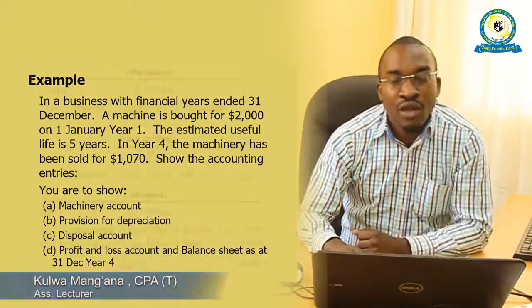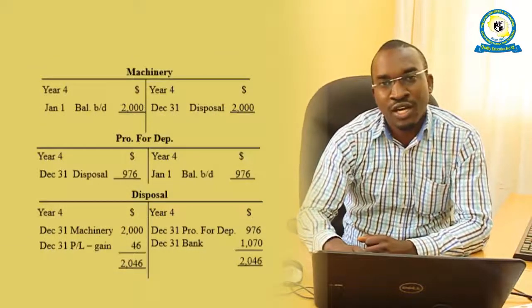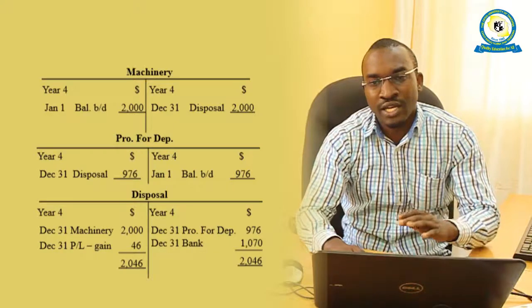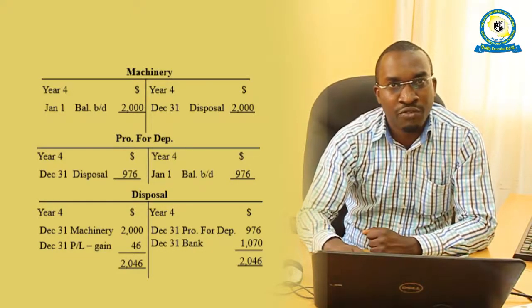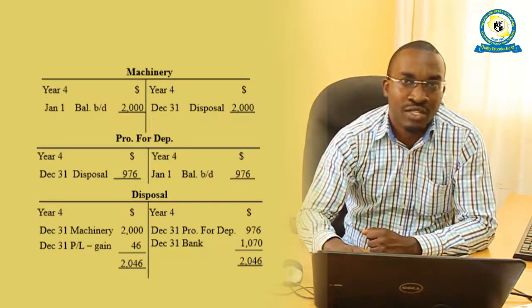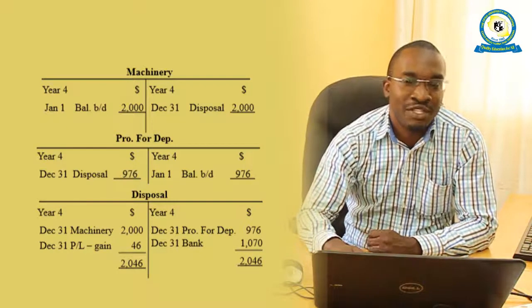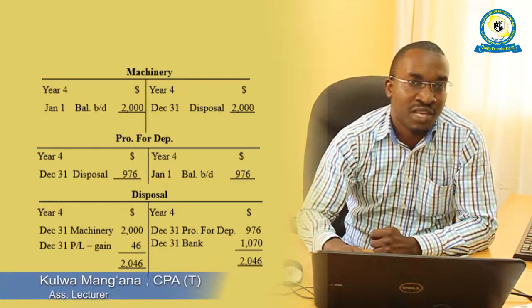Now in year 4, we're going to maintain our machinery account, whereby we bought a machine for 2,000. So at any point in time, our machine account is showing us we have 2,000. But since in year 4 we are going to dispose of this asset, we are going to credit our machine account by 2,000, and we're going to debit the disposal account by the same amount.